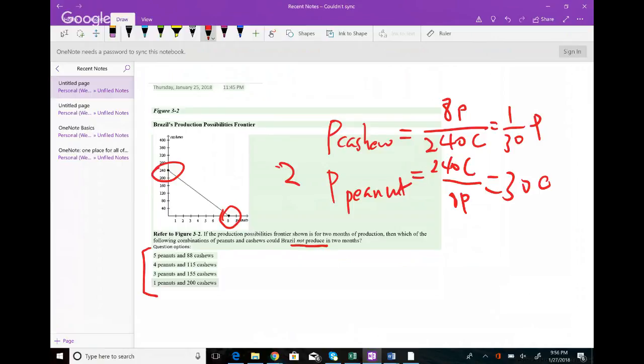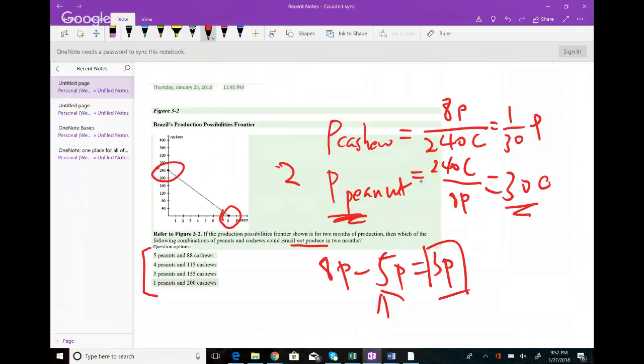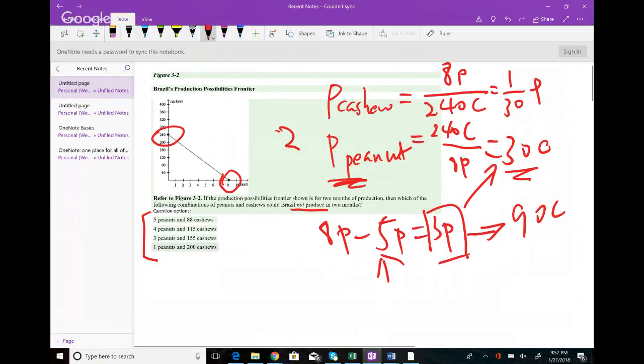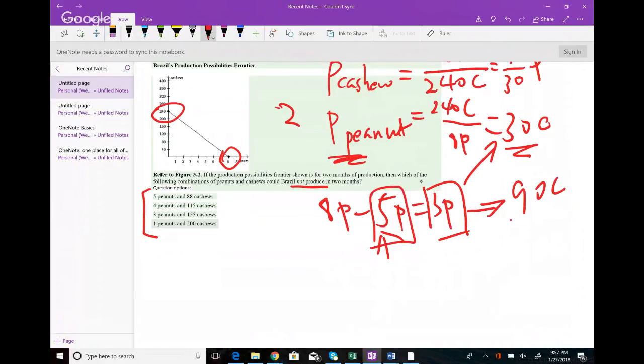Now the key is this 5 peanuts. At maximum, the country can produce 8 peanuts. If you only produce 5 peanuts, that means they have a capacity for 3 more peanuts. We said every peanut is equivalent to 30 cashew. So if the country doesn't produce those 3 peanuts and only produces 5, they can exchange those 3 peanuts for 90 cashew, right? 3 times 30 gives you 90. So if they only produce 5 peanuts, they can have 90 cashew.